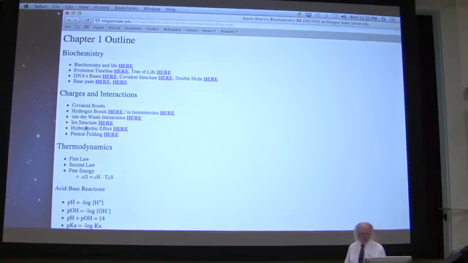Let's turn our attention to thinking more about acids, bases, and buffers.